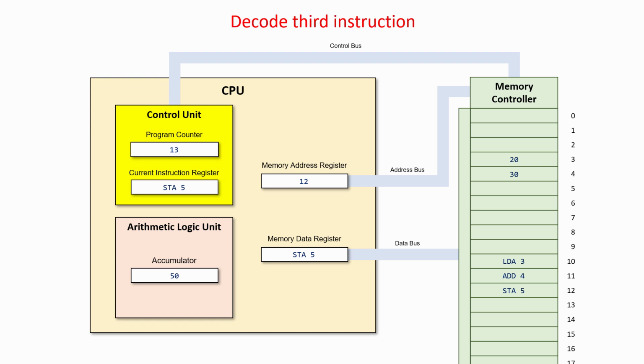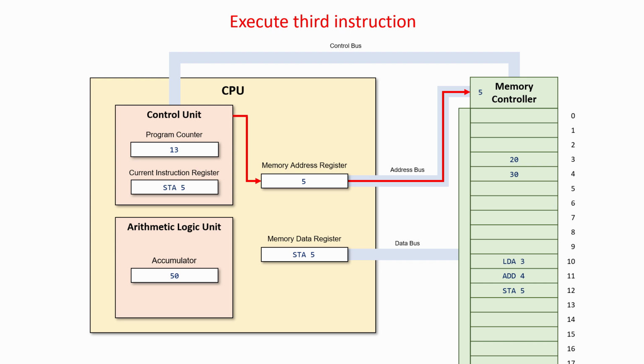The store instruction is slightly different from the previous instructions. This time, the CPU is going to write something to the memory rather than read something. The instruction says store a copy of whatever's in the accumulator into memory address number 5. Well, we're going to access a memory location, so, as before, the memory address has to be put into the memory address register and sent to the memory controller via the address bus.